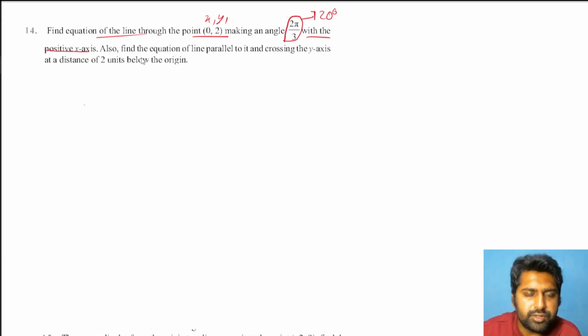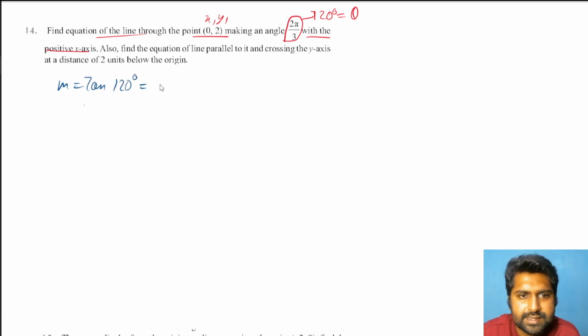Why? Because we have already done so many questions, we know that with positive x-axis, the angle is called theta, from which we can directly calculate tan theta, which is slope. So the first part, let's solve it. m is equal to tan 120 degree or 2 pi by 3. That's second quadrant, so minus root 3. Passing point is directly given, 0, 2.